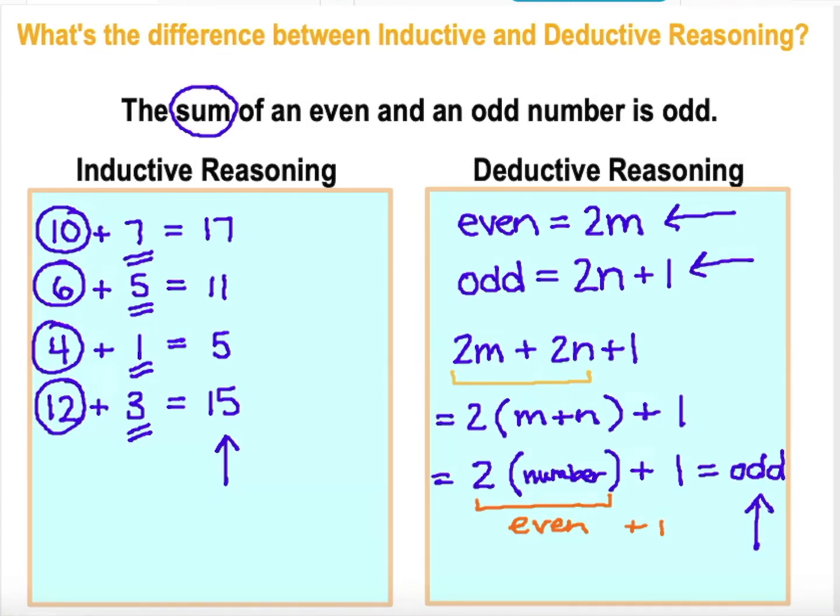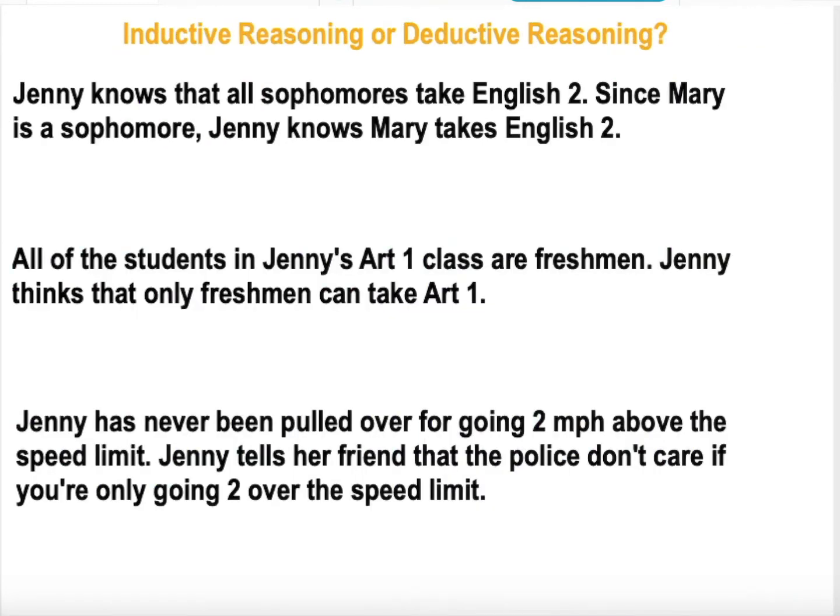She was using an if-then statement, really. It was true. If someone's a sophomore, then they take English too. Let's see if you can tell the difference between inductive and deductive reasoning. Jenny knows that all sophomores take English too. Since Mary is a sophomore, Jenny knows that Mary takes English too. To me, I don't think that she was looking at a pattern, she was looking at a rule. All sophomores take English too.